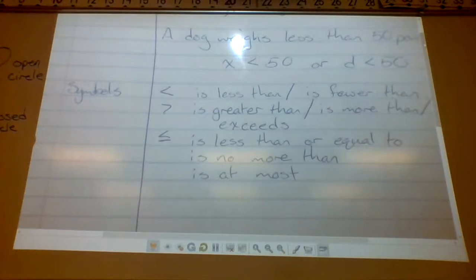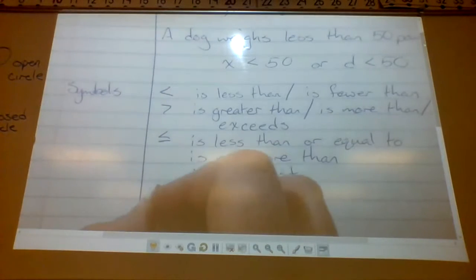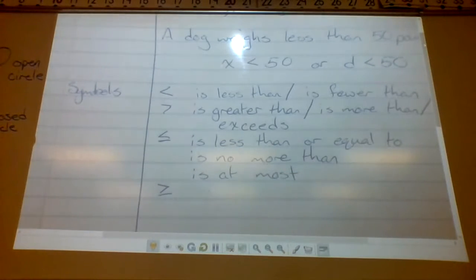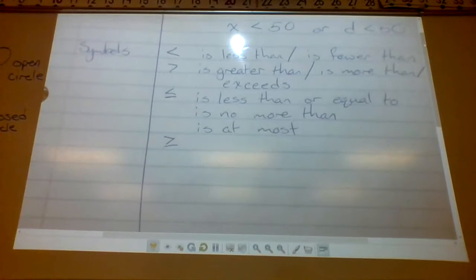Or is at most. So what's that symbol? Greater than or equal to. Not just greater than. What's that nice little word that you guys just skipped over, two letters? Is greater than or equal to.